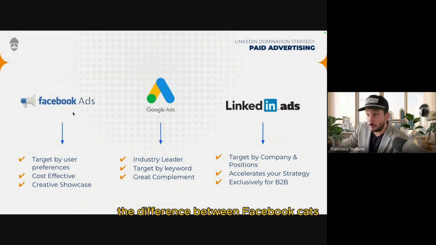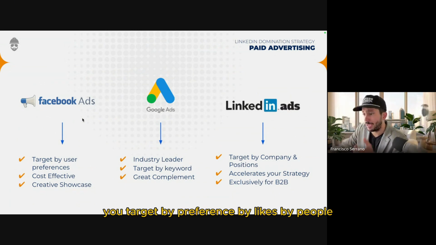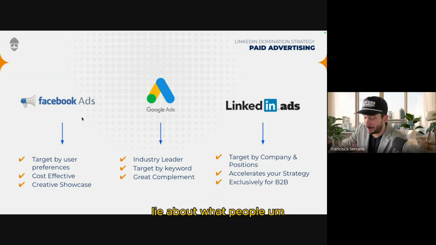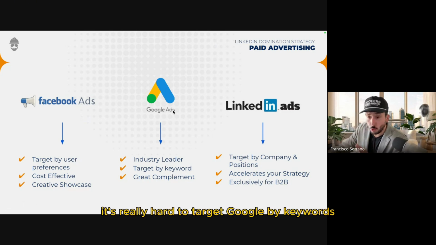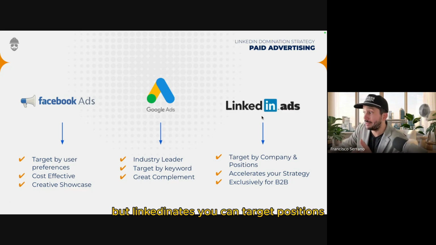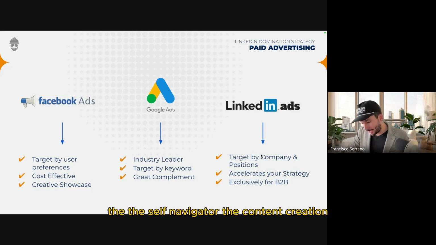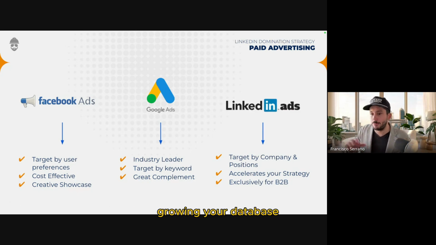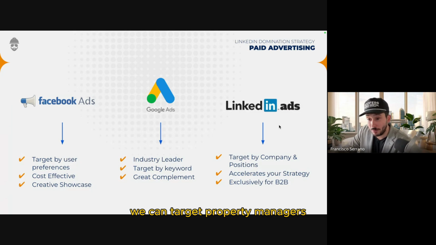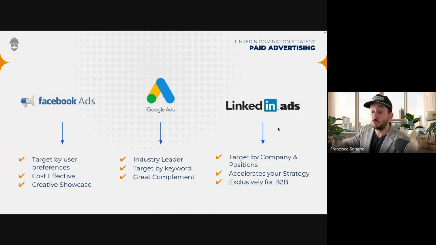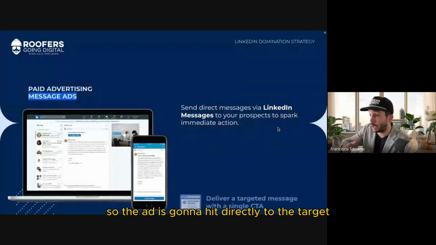The difference between Facebook ads, Google ads, and LinkedIn ads: with Facebook ads, you target by preference, by likes, and it's really hard to target. Google is by keywords, but with LinkedIn ads, you can target positions. So besides the Sales Navigator, the content creation, and growing your database, we are launching a paid strategy to target these positions. We can target property managers, residential or commercial, so the ad is going to hit directly to the target.